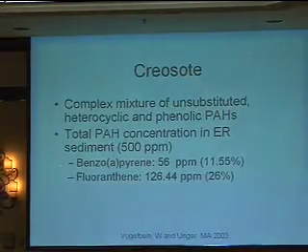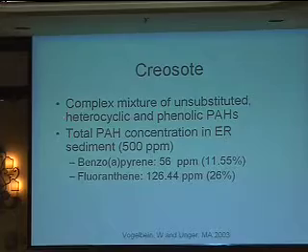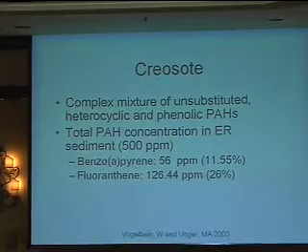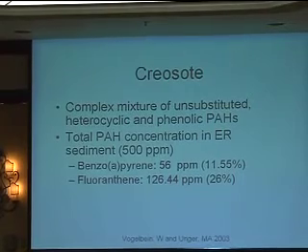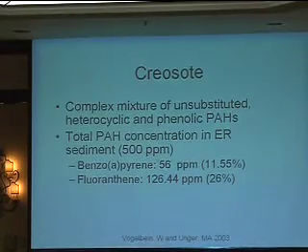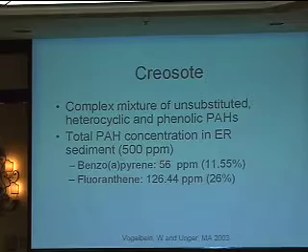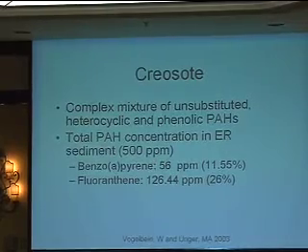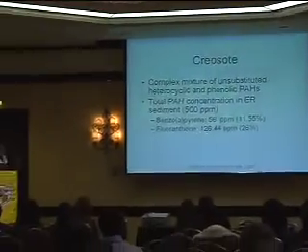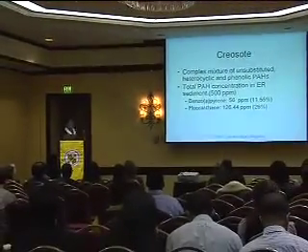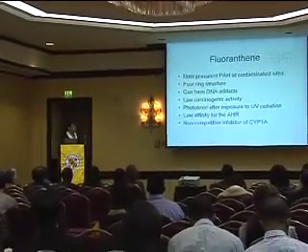So like I said, creosote is a complex mixture of PAHs, and the total PAH concentration at the Elizabeth River in the sediment is 500 parts per million, which is one of the highest concentrations in the world. At that site, benzo[a]pyrene makes up about 12% of that mixture, and the majority of the mixture is made up by fluoranthene, which makes up 26%.